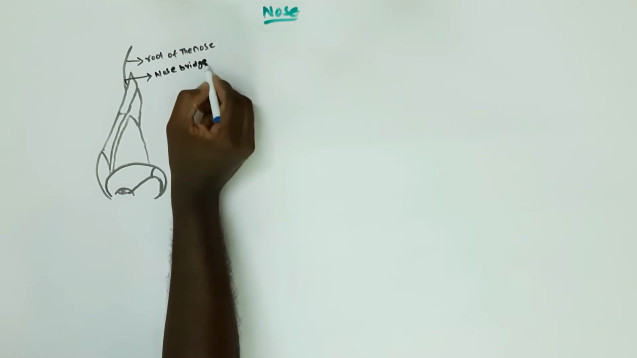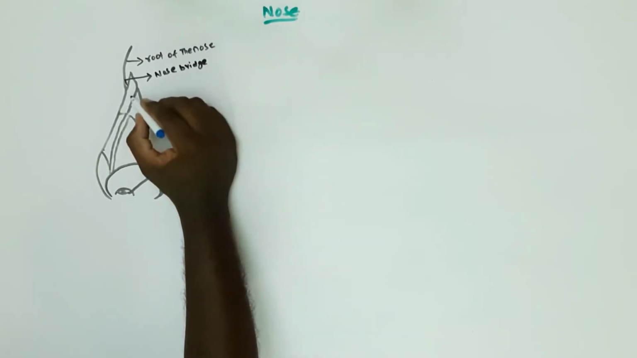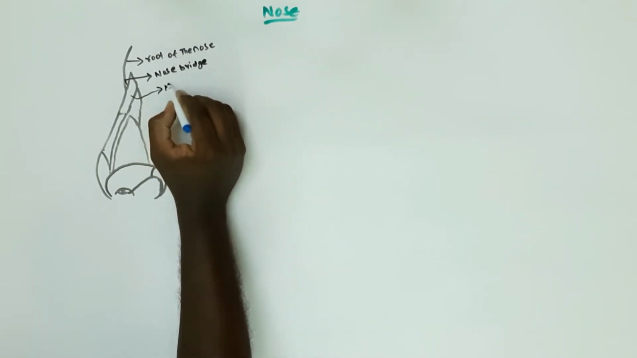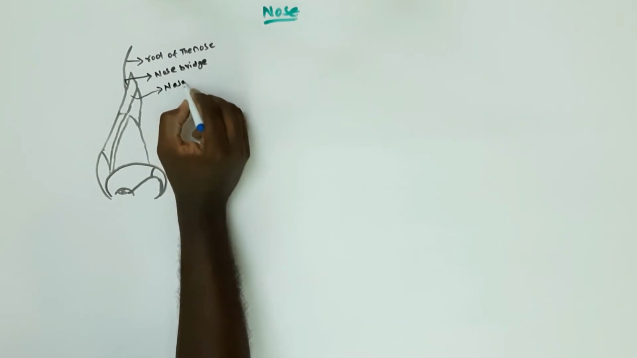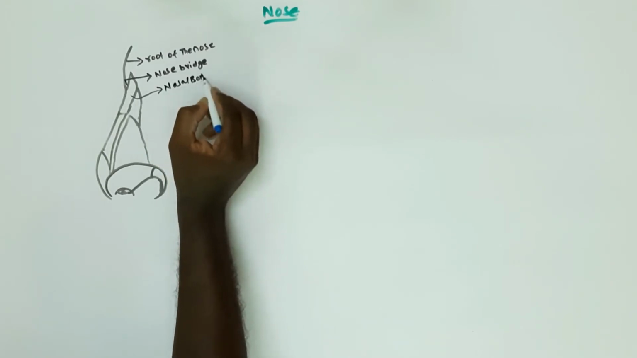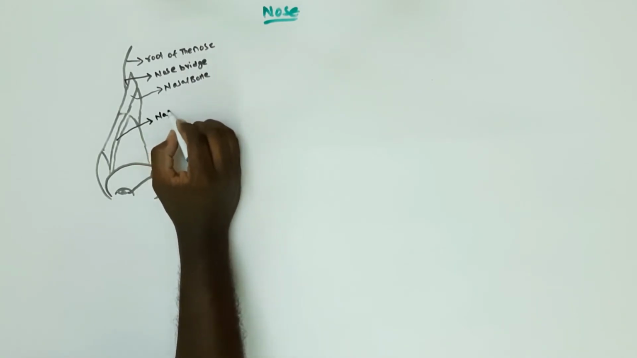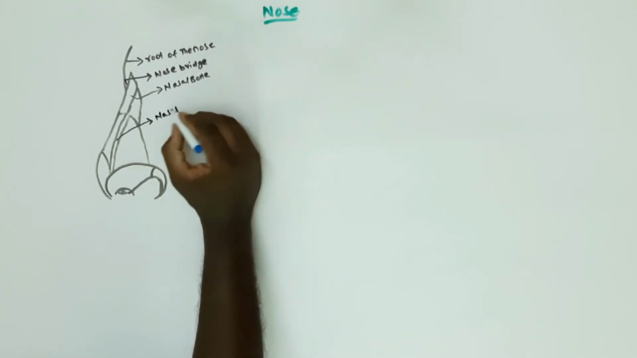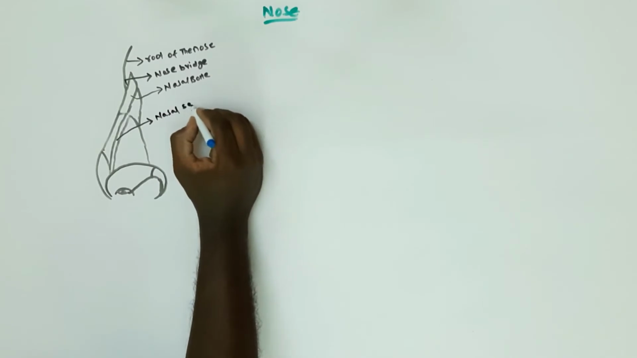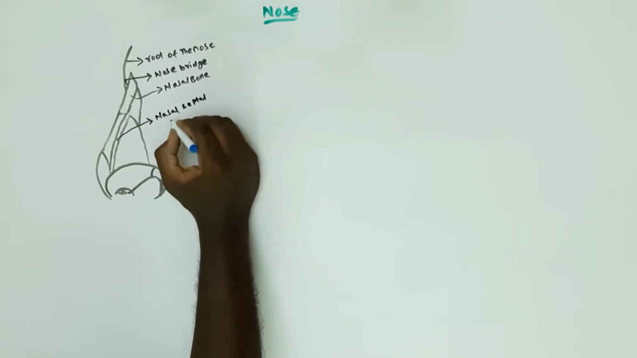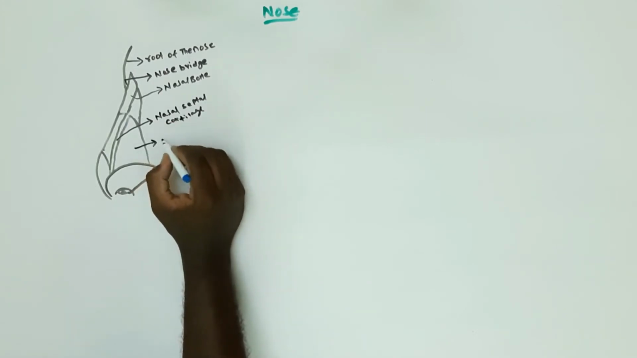Next we can see the nasal bones. In our diagram, I'm showing you this part, it is called the nasal bones. Next we'll see the line that lies in between the two bones or cartilage. It is called the nasal septal cartilage. In our diagram, this is the nasal septal cartilage.